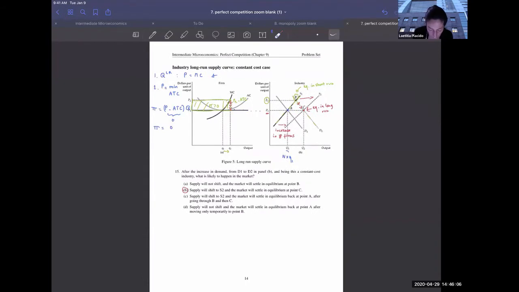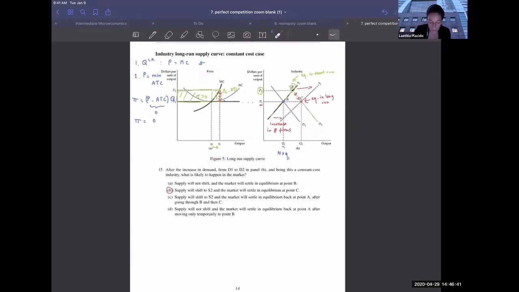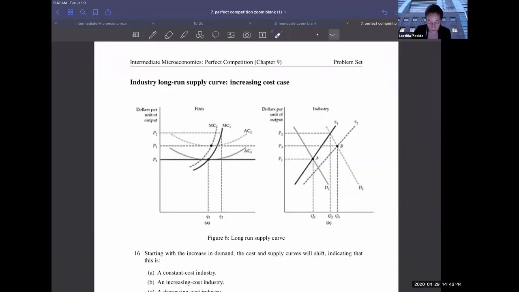So this was one scenario where we've made the assumption of constant cost case. What is this assumption? It simply says that when new firms enter the market, it's not going to have any impact on the cost curve of incumbent firms. So firms that are already on the market, their marginal cost curve and average total cost curve, are going to remain the same when new firms enter the market.